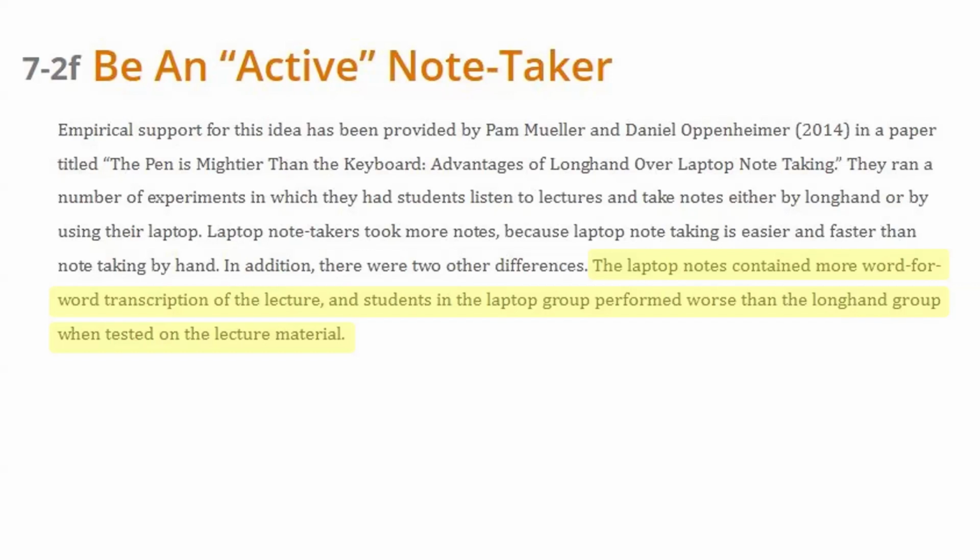Which means that writing down word for word doesn't activate those deep processing mechanisms. On the other hand, if when I was talking about laptop notes contain more word for word transcription of the lectures, you wrote down laptop notes contain more word for word transcription of the lectures, yes, they do. I've just noticed I transcribed every single word there. Well, that's deeper processing. And that will help you retain that information a lot better.